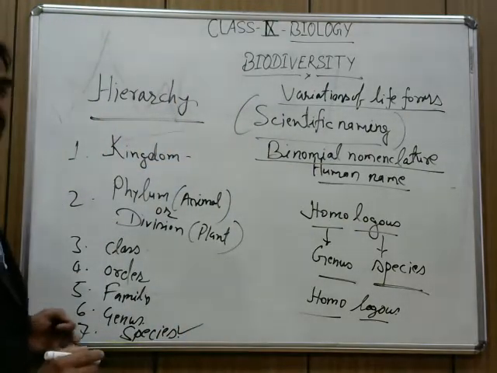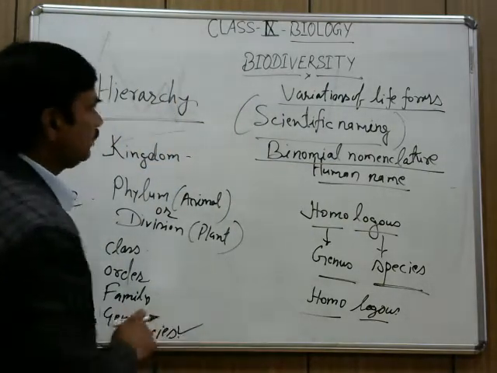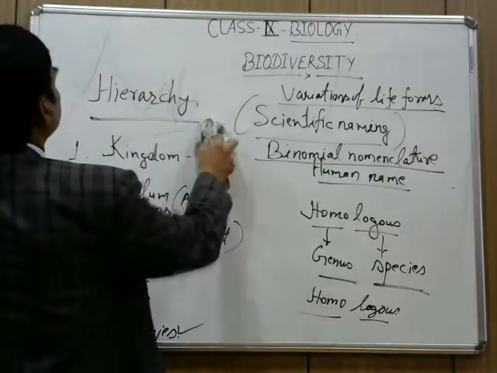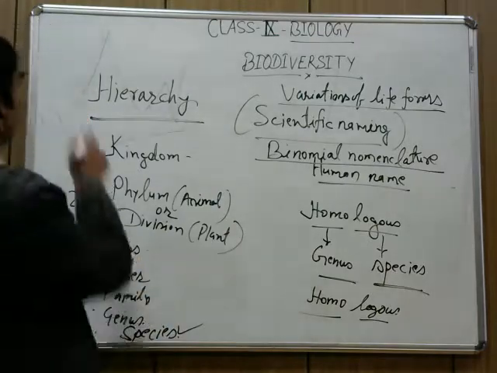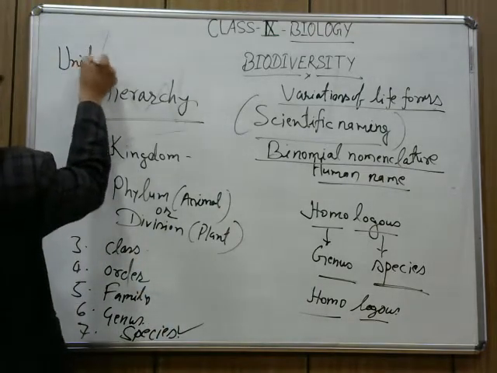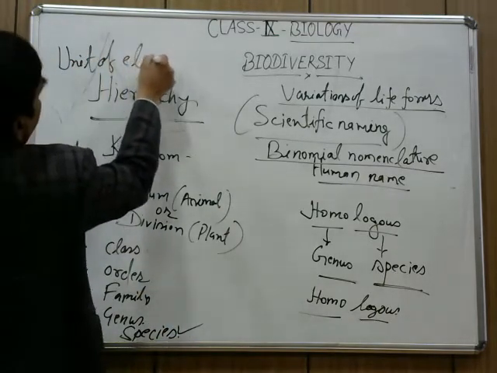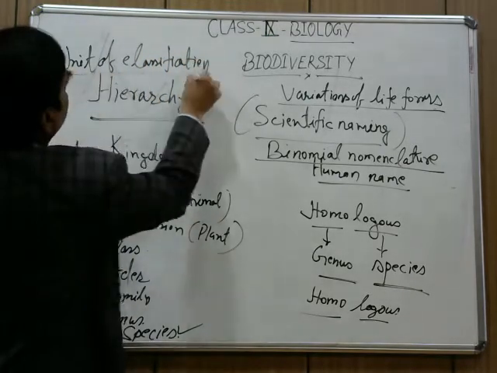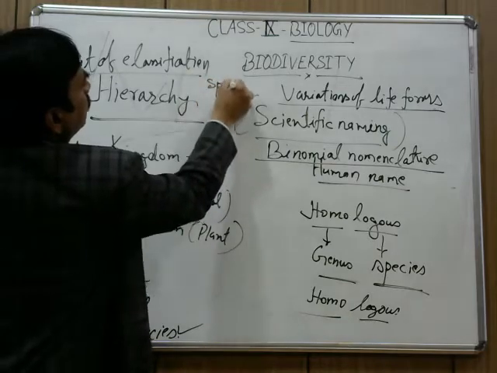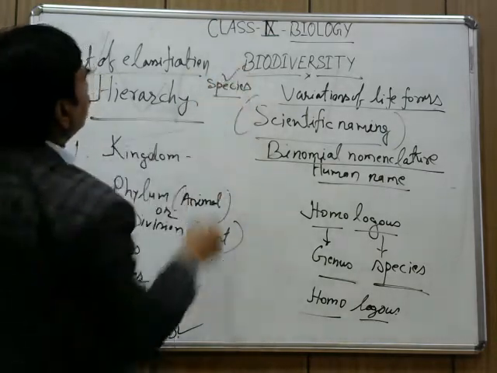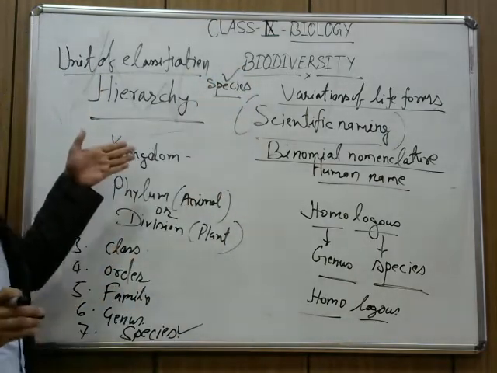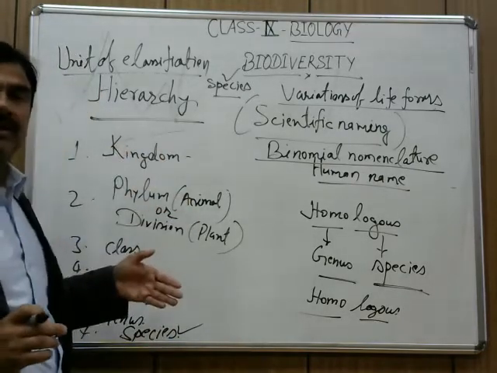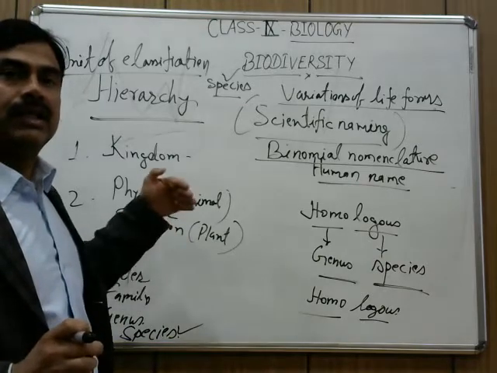So you can write the unit of classification. Yes, here you can write the unit of classification, species. Look at this. Which is the smallest unit? Which is the biggest unit? The kingdom. We always begin with the kingdom.